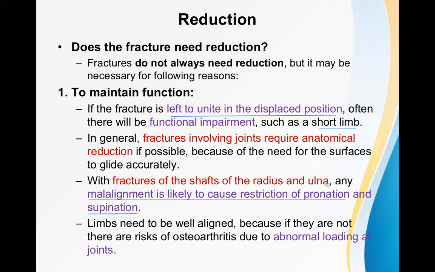So if those bones are not healed properly, if there is a slight amount of malalignment, then that particular function is lost, and that is a severe functional loss. Another one, if the limbs are not well aligned, then over a long period of time there is risk of osteoarthritis. This osteoarthritis is known as degenerative disease of the joint, and this occurs because of abnormal loading at the joints. This is a very late complication, not the early, but it can happen if fracture is not reduced properly in time. Let's move on.